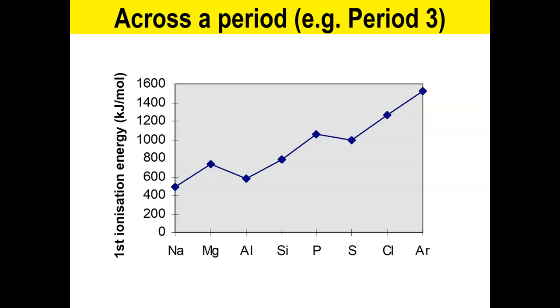This means, of course, that the radius, the physical size, decreases. Therefore, the outer electrons are closer and therefore are more strongly attracted, and therefore more energy would be needed to remove them.